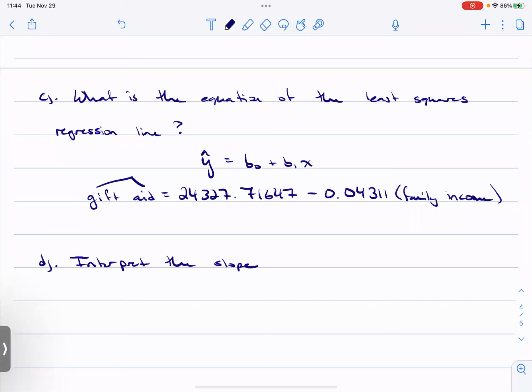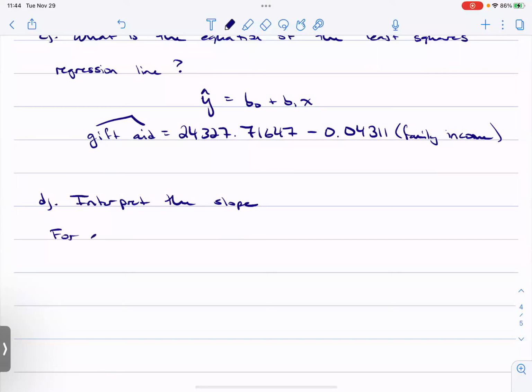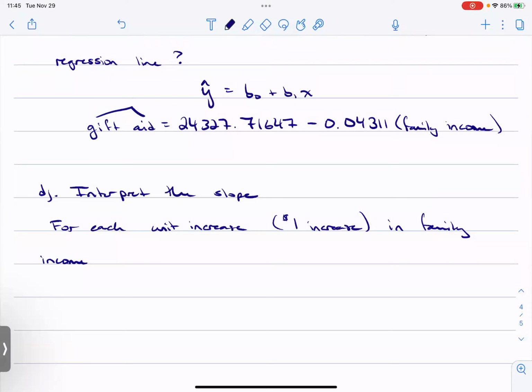Interpret the slope. The slope, remember, says that for each unit increase in X, I expect to see a slope unit increase in the predicted value of Y. So for each unit increase, right, which if we want to be specific, a $1 increase is a unit increase in family income, right, in X. So in family income, we expect a negative 0.04311 unit increase, and this is where I'm going to just stick to my guns and say negative increase.